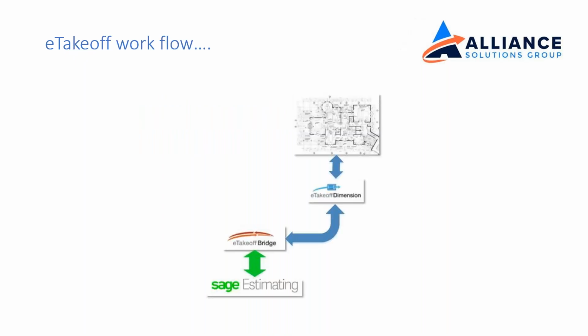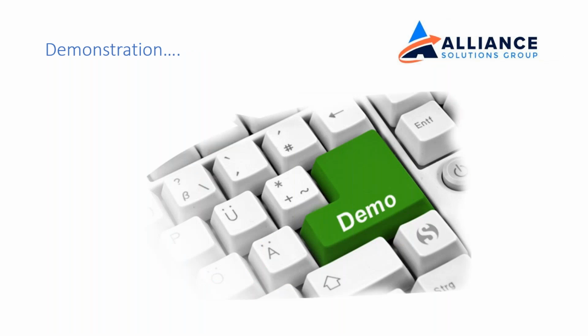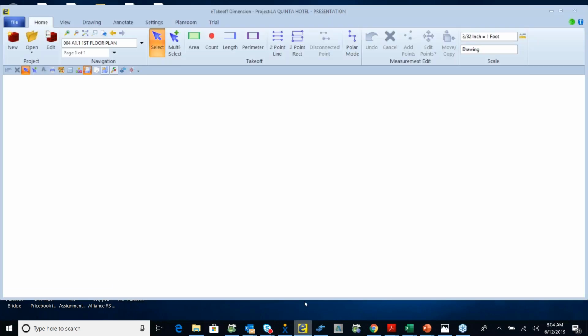Once we get done with a takeoff, we can use the bridge to put it into estimating. So, as I just mentioned, we have our eTakeoff workflow, where we get our PDF plans and upload them into eTakeoff. Once we get our takeoff done, we move that through our eTakeoff bridge, and then we can integrate that into Sage estimating. So I'm going to go ahead and kick off. I don't PowerPoint you guys to death, but we are going to take a look at our eTakeoff software.